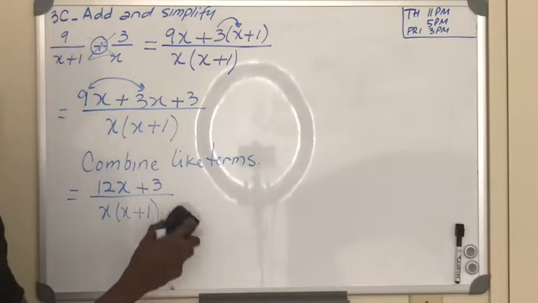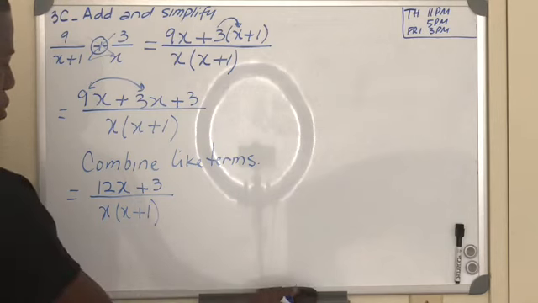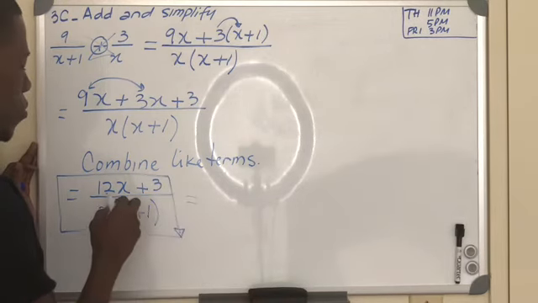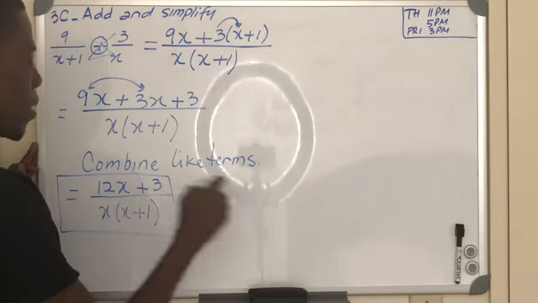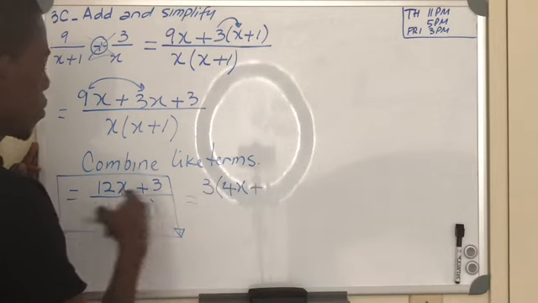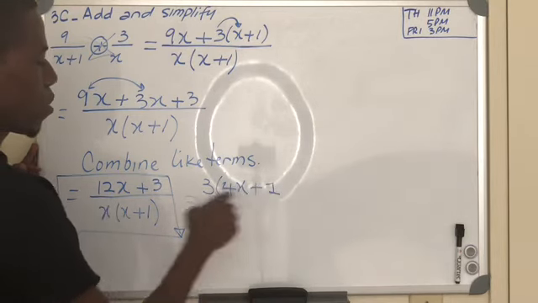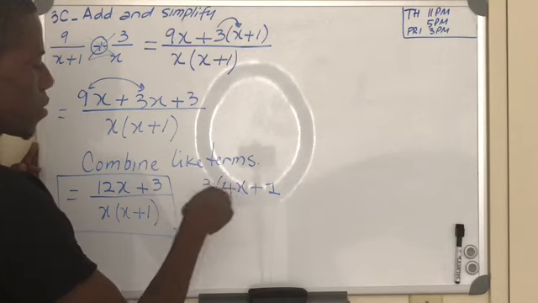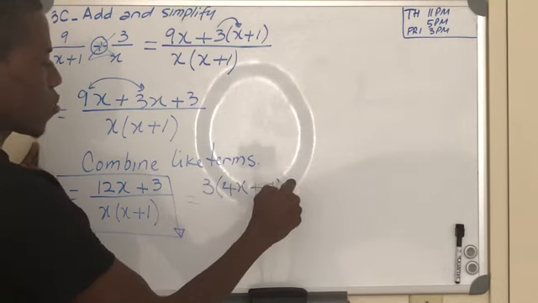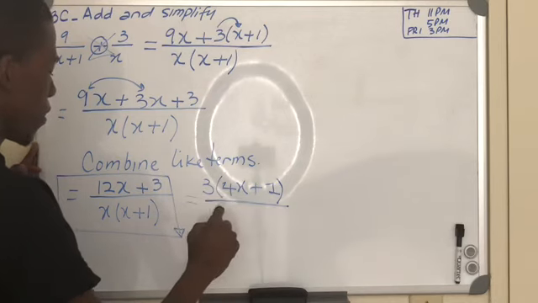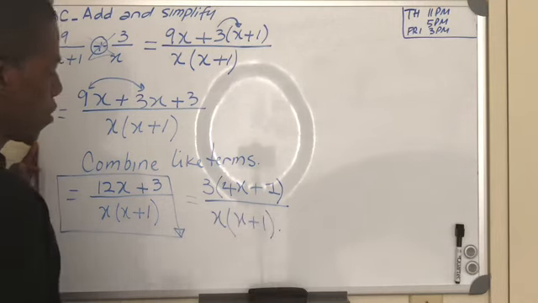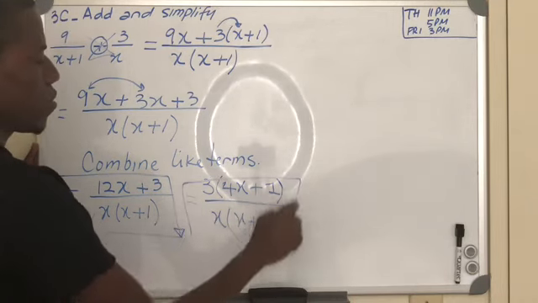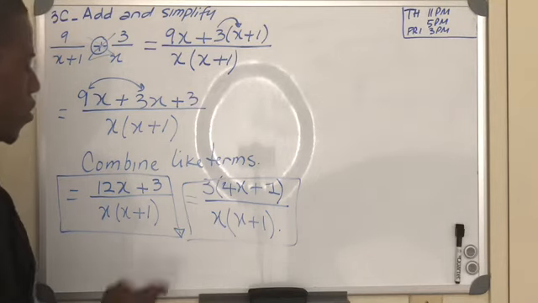Is there any more simplification to this? If I want to simplify by 3, I can factor out a 3 right here. 12 divided by 3 is 4, so 4x plus 3. That will give you 3 times 4 is 12x plus 3 times 1 is 3. So I just factor out a 3. I can give it in this way or in this way. It's not really a big difference. They are both right answers.